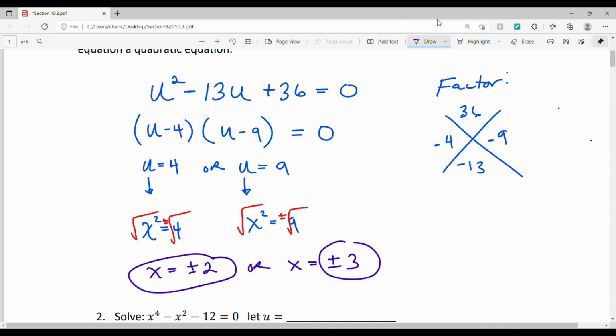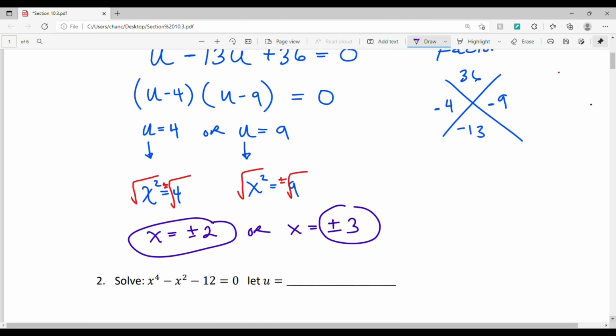So the first step is to do a U substitution. So it's a power of 2, and then we could factor it. And then at the end, make sure you undo the substitution, replace that U with the original value, which is x squared. Let's try it again. Let's try question number 2.